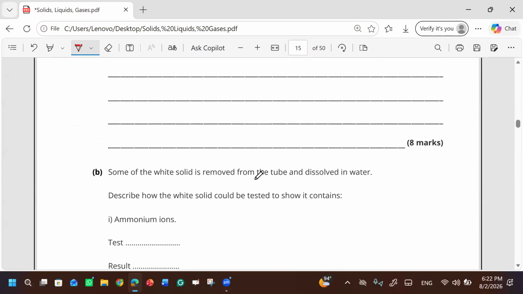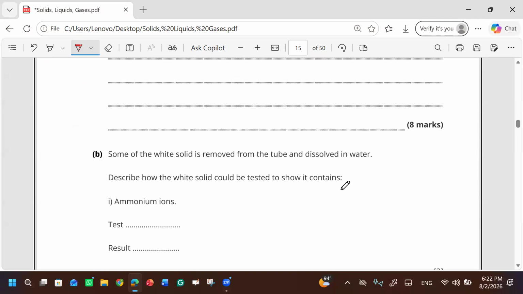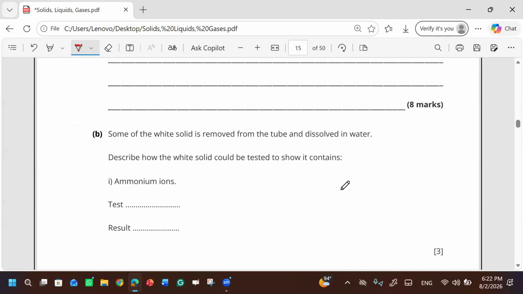Some of the white solid is removed from the tube and dissolved in water. This is part B. What is the white solid? Ammonium chloride, right? They are saying ammonium chloride is removed from the tube and dissolved in water. Describe how the white solid could be tested to show it contains ammonium ions. This question I didn't understand.